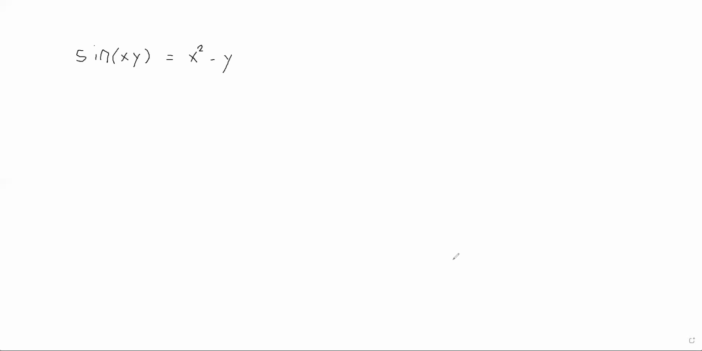Because we're taking the derivative with respect to x. However, we have y here as well. Exactly. So we have to just do implicit. Yep, absolutely right.